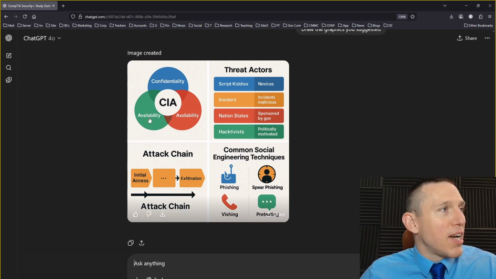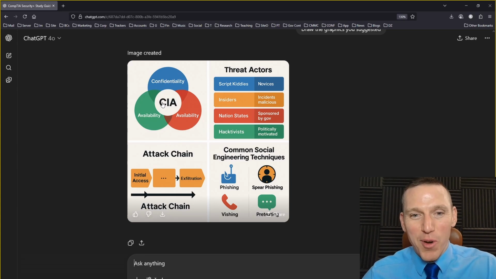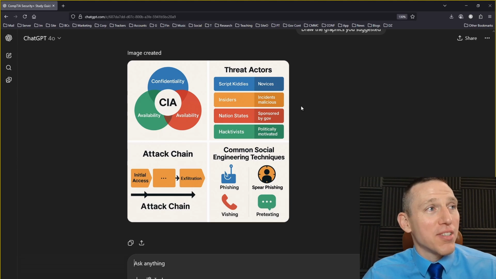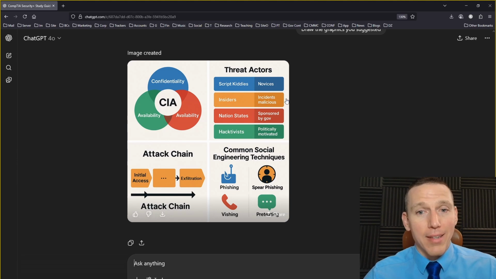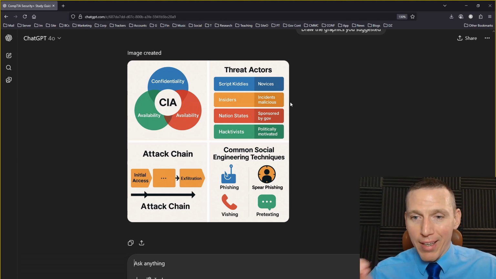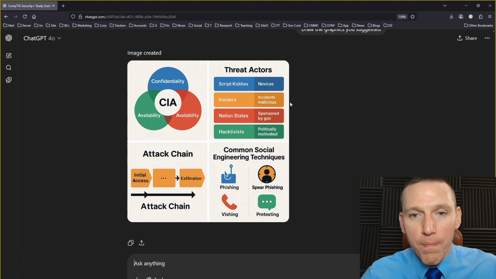We have confidentiality, availability, and availability. And together they form CIA, which that's pretty funny. Script kiddies or novices, that's true. Insiders or incidents, malicious. Okay, now this isn't true at all because insiders can be unintentional, they don't have to be malicious, they can also unintentionally cause incidents or cause problems. So it doesn't have to be a malicious intent with an insider.